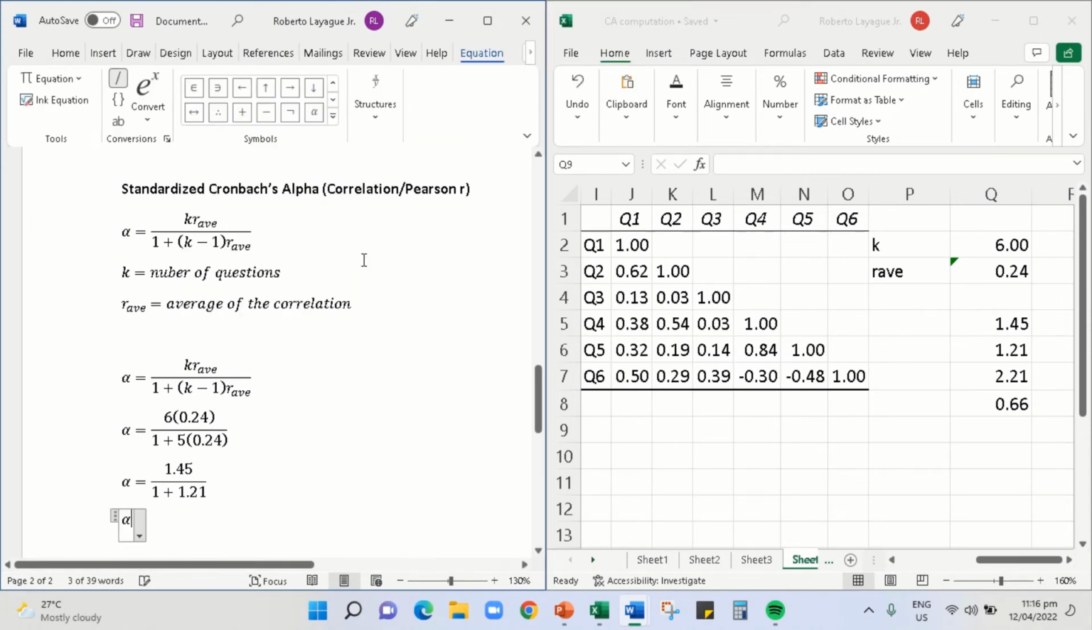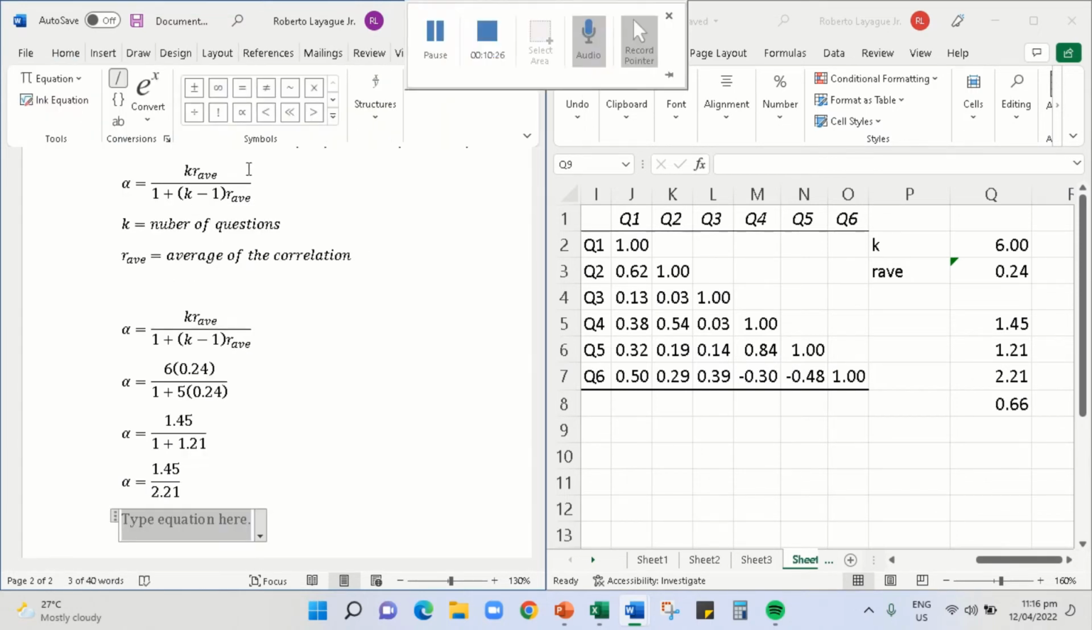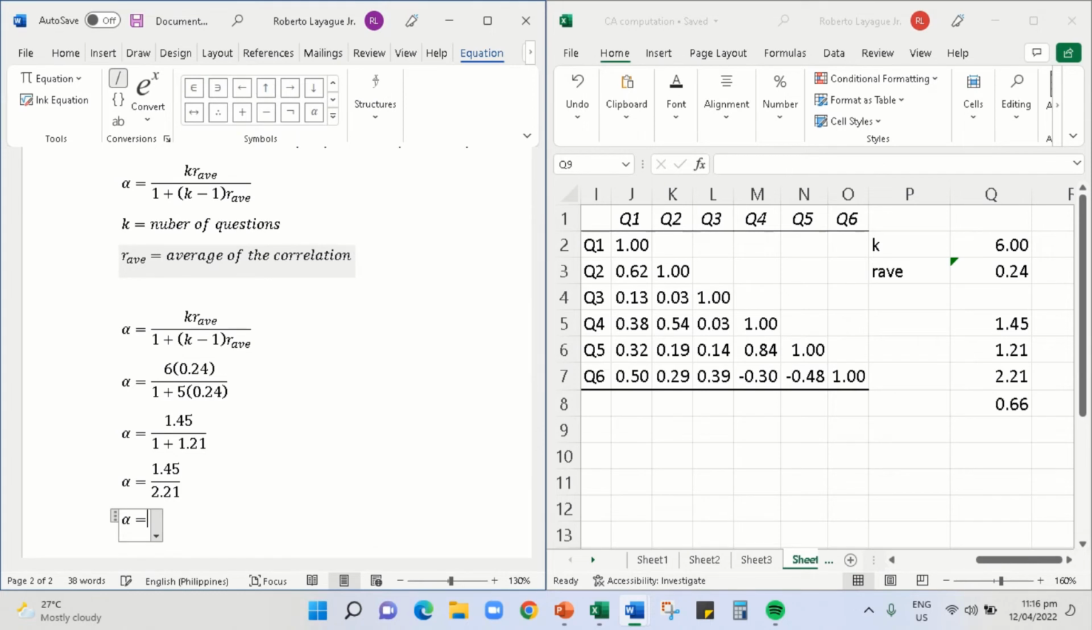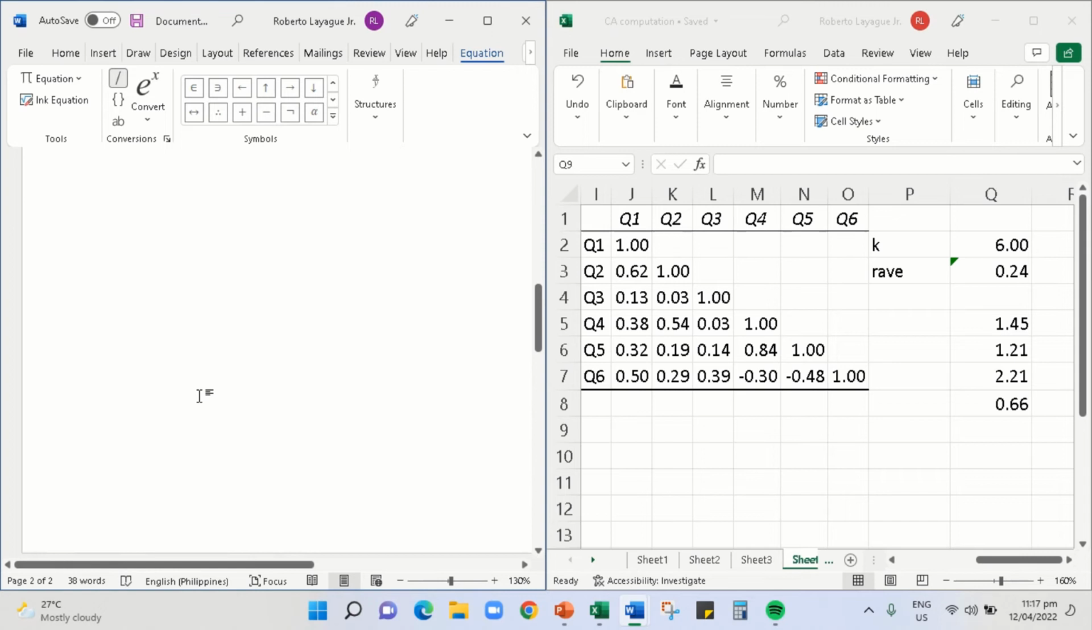So alpha would be equal to 1.45 divided by 2.21. It's much easier if you're using Excel. And then you have this one, alpha. Let me get the alpha again. That will be equal to 0.66 or just closely 0.65. Now the third method, so that's now 0.66 or 0.65.